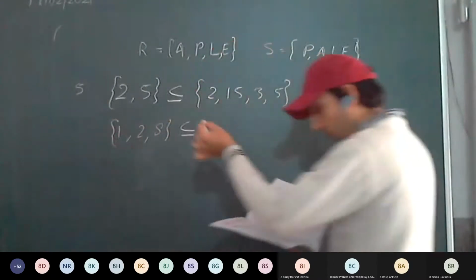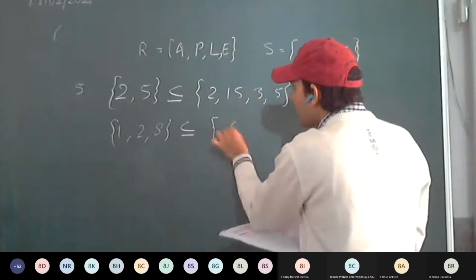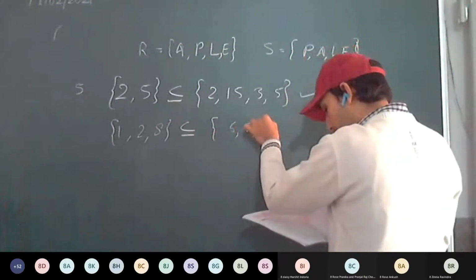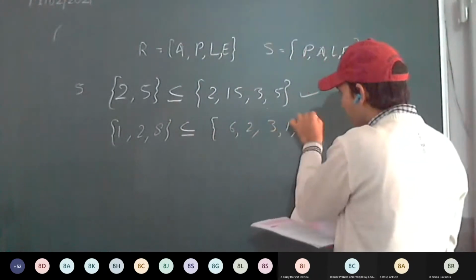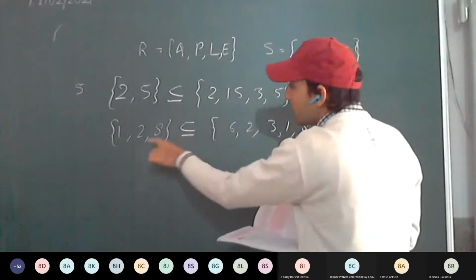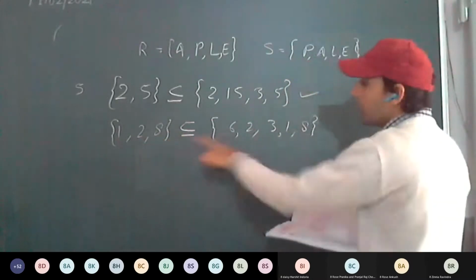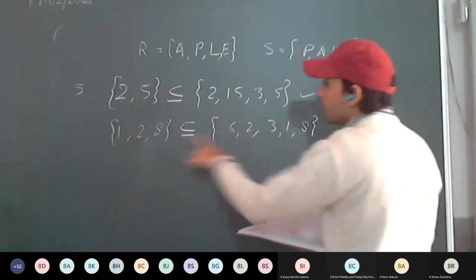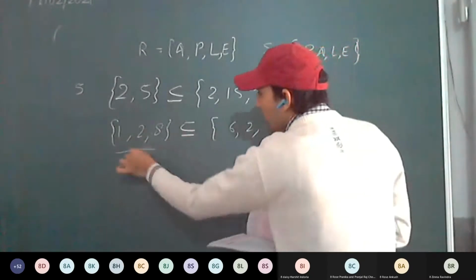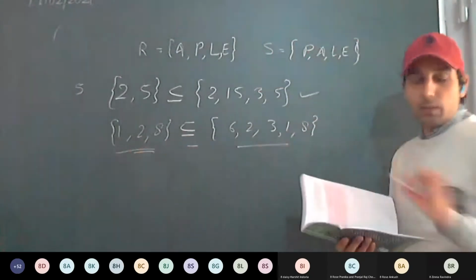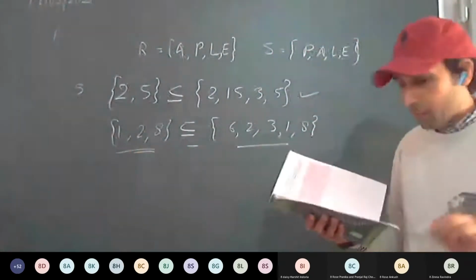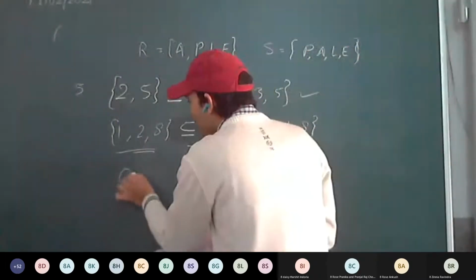Is it a subset of 6, 2, 3, 1, 8? Is it true? Check the elements. 1 is present, 2 is present, 8 is present. Therefore, this is a subset of this. True? It's true.